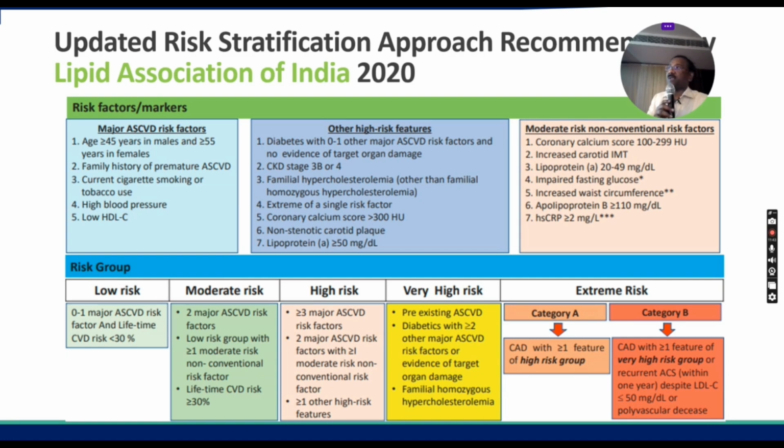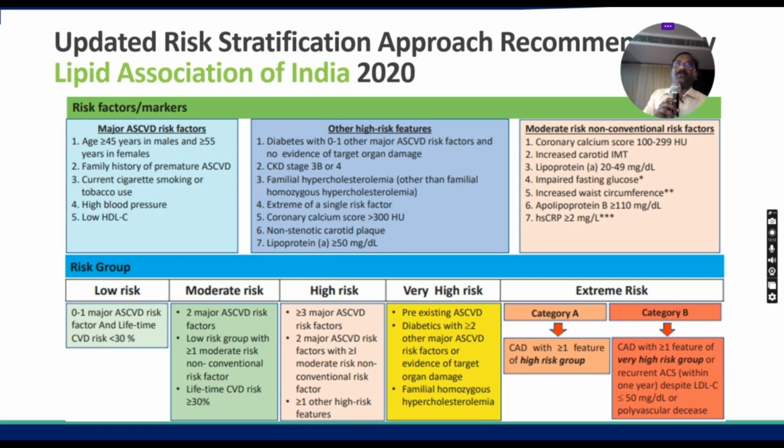Because age is an ever growing subject and we can't change our parents. And low HDL-C, almost all the Indians will be having low HDL-C cholesterol. So these 3 are very much there in all our population. Suppose you are a smoker, and definitely the 4th criterion is also there. And most of our people are hypertensives because 30 to 35% of Indians are hypertensives. So it shows that most of our population, when they enter our chamber, come with the major risk factors.